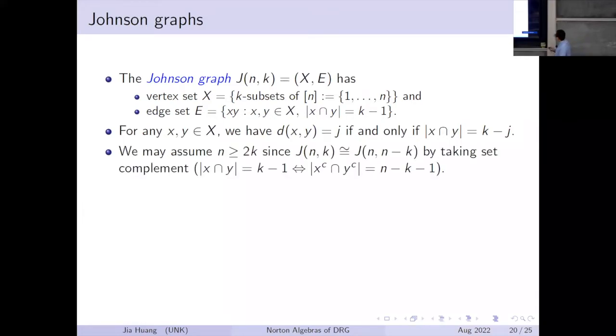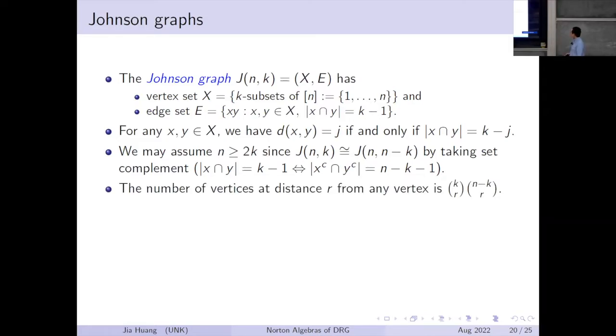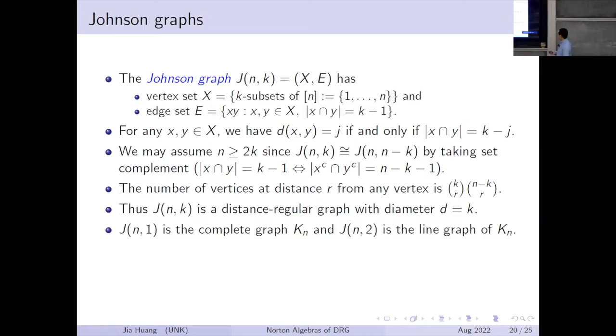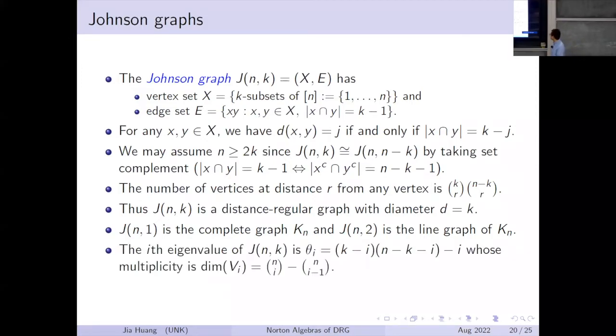And then, this is a distance regular graph, and we can assume that n is greater than or equal to 2k, because there's a symmetry when you switch k to n minus k, you get an isomorphic graph. And we can even compute how many vertices are there at distance r from a given vertex. The diameter is k. There are two cases where you can get the complete graph from J(n,1), and J(n,2) is the line graph of K_n. Okay, familiar examples. And you can compute the eigenvalues and the dimensions of the eigenspaces. Standard results on the Johnson graph.